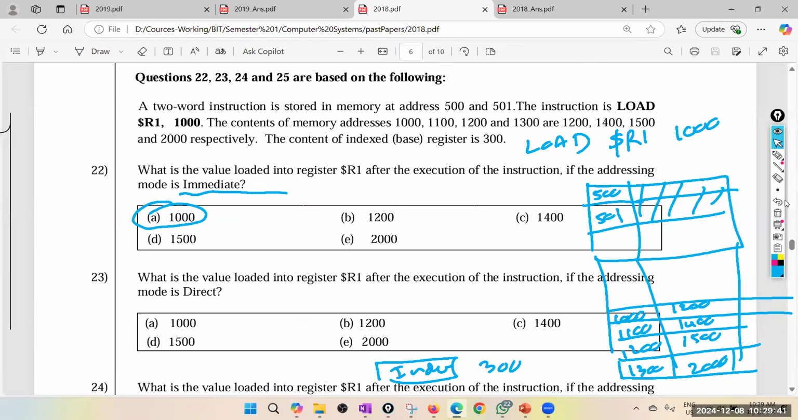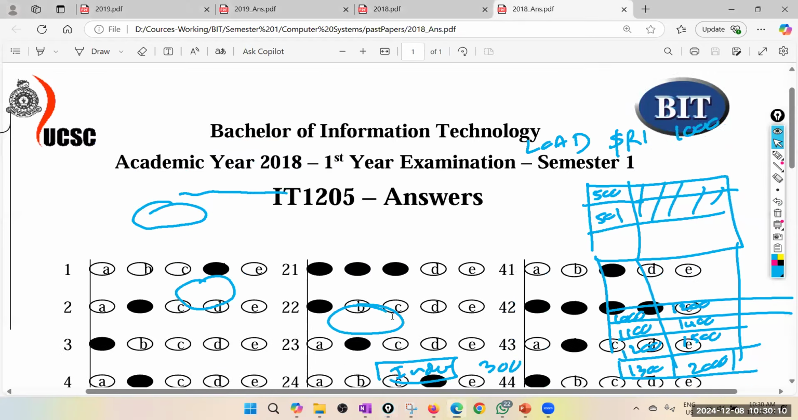23. What is the value loaded into register $R1 after execution of the instruction if the addressing mode is direct? If addressing mode is direct, this is the memory address. So you go to the 1000 memory address and load it to the register 1. At memory address 1000, you have 1200. So therefore the value loaded to register 1 will be 1200. So the 23 answer is B.